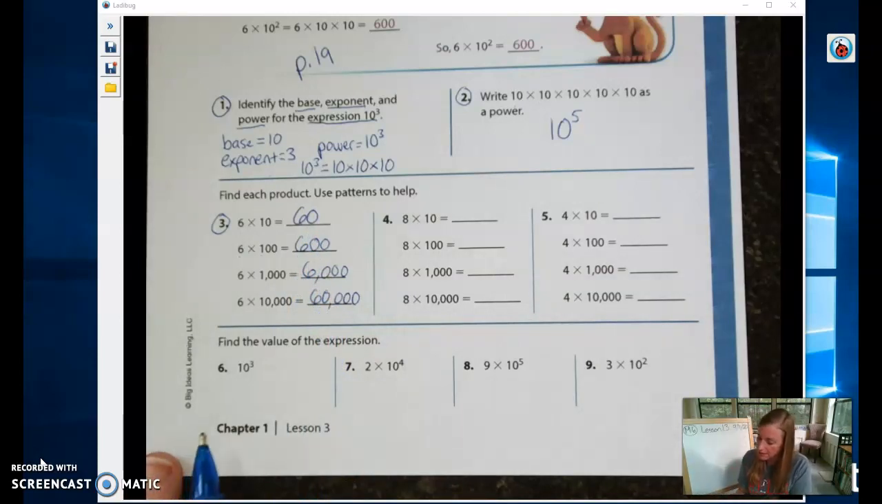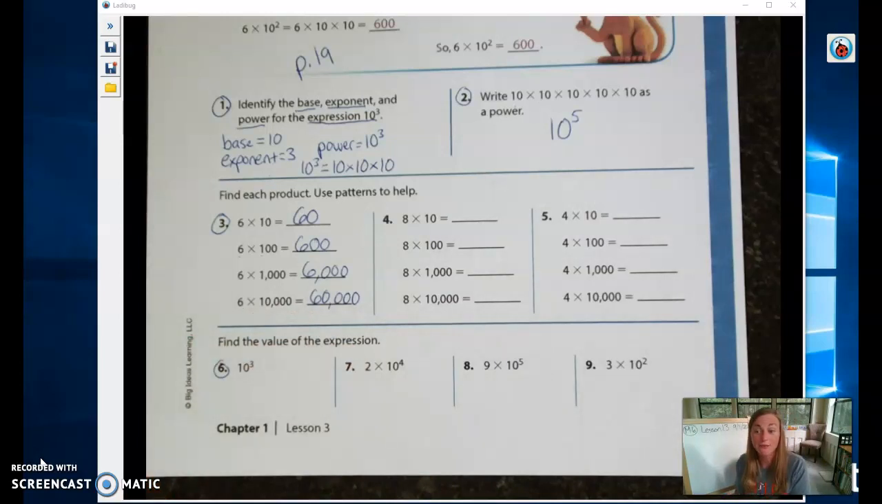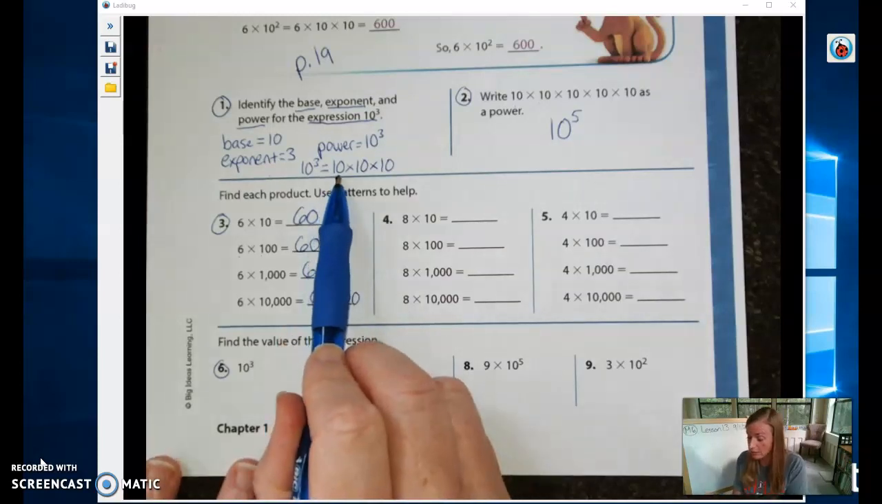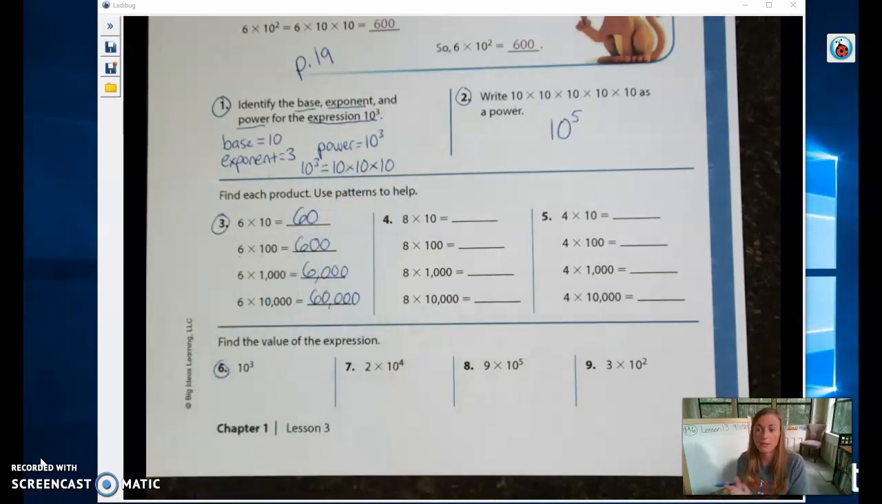I'm going to skip ahead to number 6. It says find the value of each expression. So now they don't want us to just write like we did up above, 10 times 10 times 10. They want us to come up with an actual number answer. In order to do that, though, we do have to write out the math. We're going to do that first, and then I'm going to show you a tip.